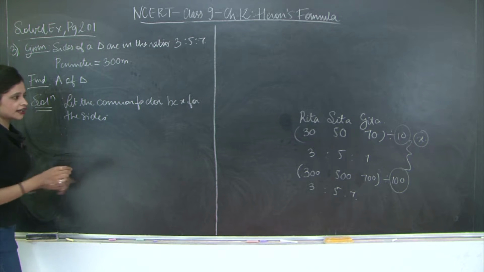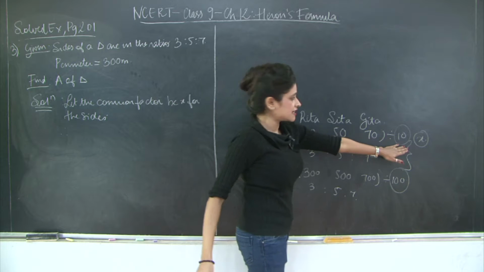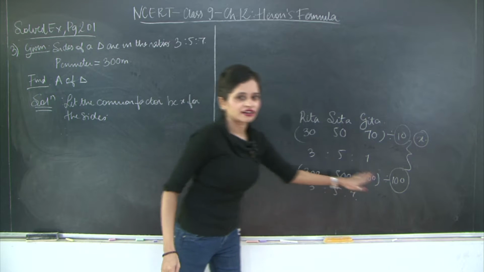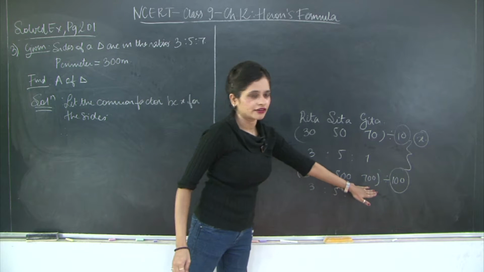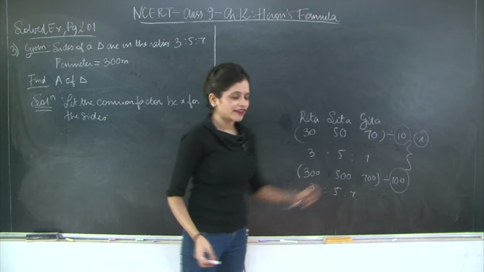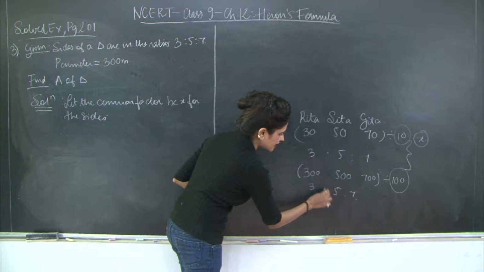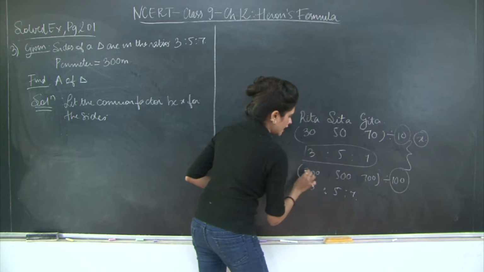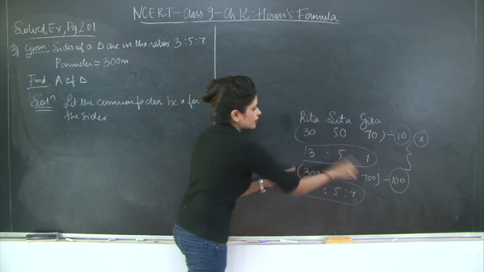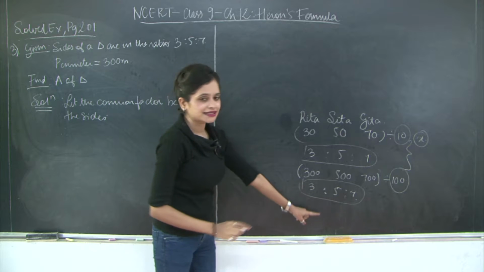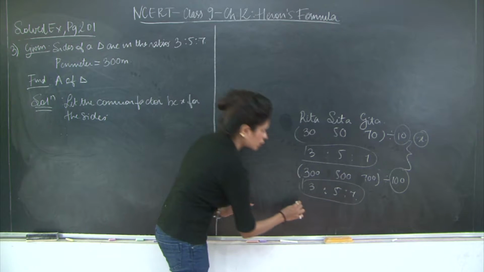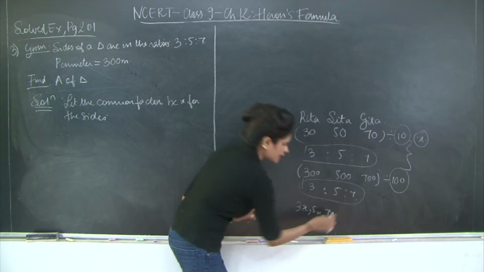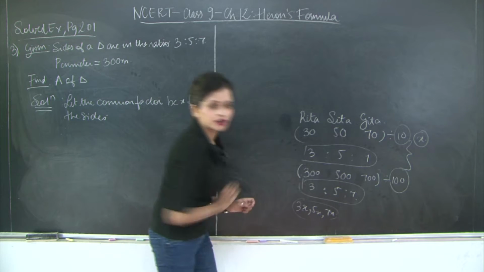Now see, the common factor x in this case was 10. So what were my answers? 30, 50, 70. Here the common factor was 100. So what was my answer? 300, 500, 700. So instead of 10 and 100, if I have x, what would be my numbers? See, these are ratios, but these are not ratios, these are actual numbers. So instead of 10 and 100, if I put x, what will I get? 3x, 5x and 7x, and the sum of this would be the total, correct?